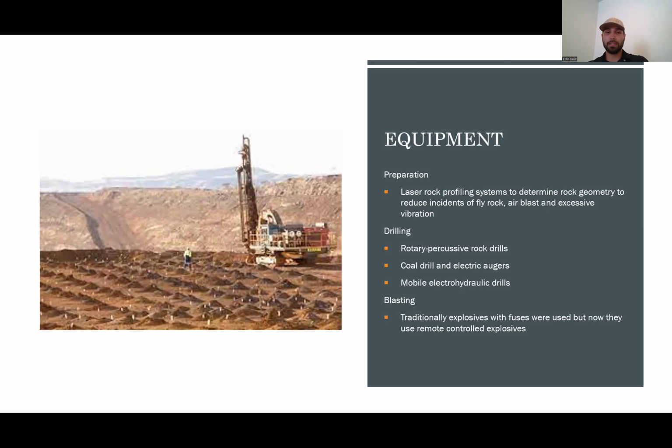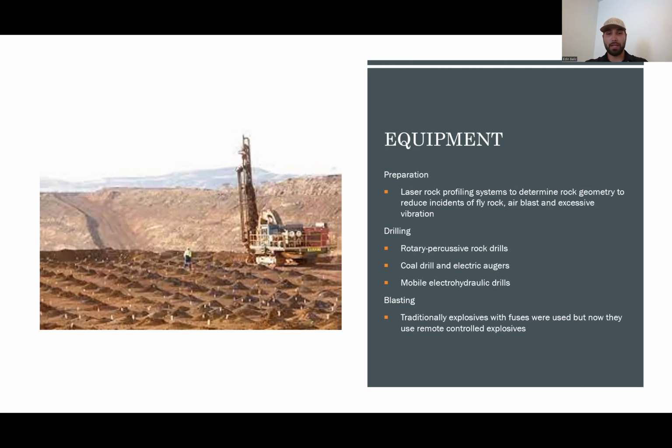As far as drilling, this is how you make the bores to put in the explosives. A couple of things that you can use are a rotary percussive rock drill, a coal drill, an electric auger, and mobile electro hydraulic drills. Here in the illustration on the left, you can see they're boring holes. All these little flags are showing exactly where they need to bore. The holes have already been dug.